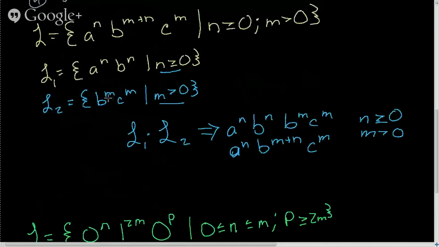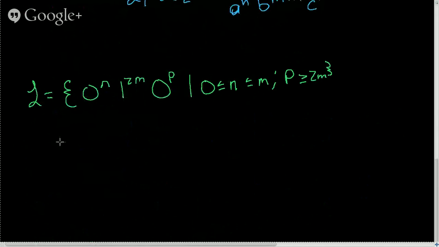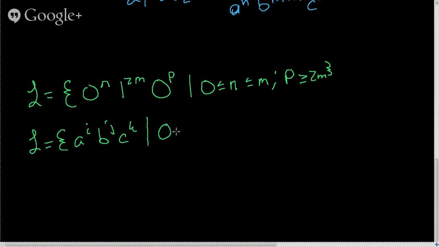And so we just need to use substitution. So here's our substitution. We need it to look like this language: a to the i, b to the j, c to the k, such that 0 is less than or equal to i, is less than or equal to j, is less than or equal to k. Okay? We need it to look like that. So let's just use some substitution.